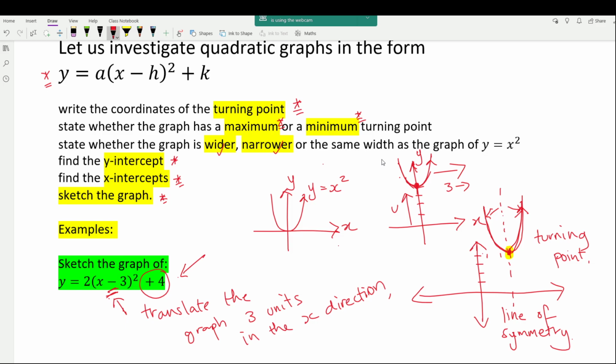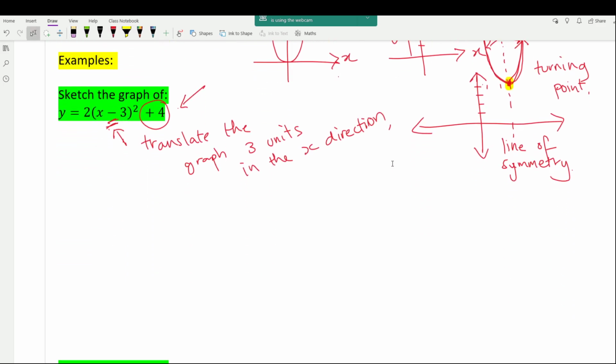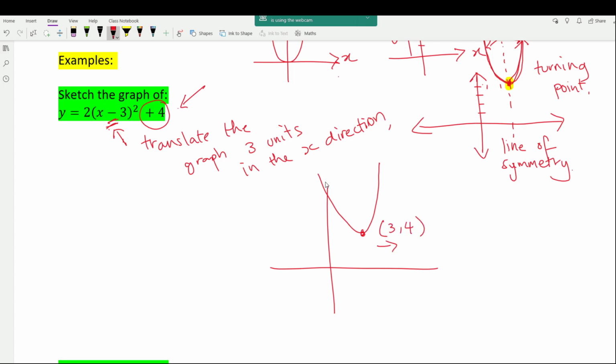Next thing we're going to look at is whether this parabola cuts the x-axis. So maybe I'll just draw it over here, like that. This point here is (3, 4). Move 3 units to the right and 4 units up. This is our (x, y).